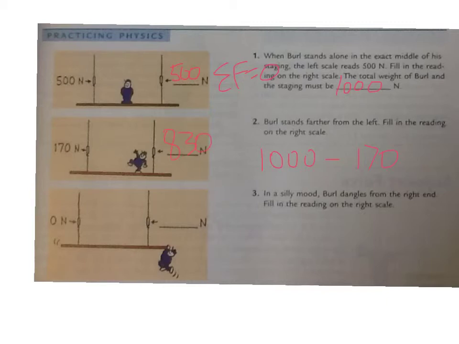So let's say that he's in a silly mood. Burl dangles from the right end of the scaffolding. What should the reading be if there's 0 newtons on this end? Well, the total still has to be 1,000 newtons, so it's got to be 1,000 newtons there.